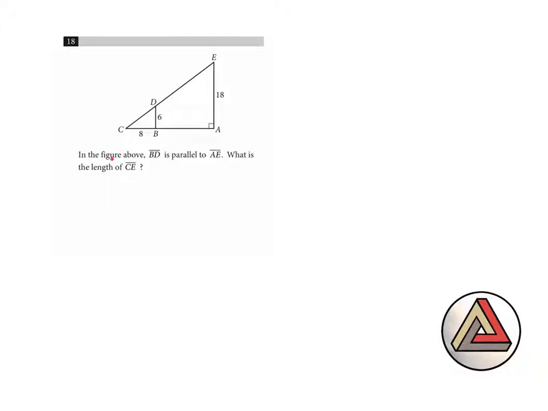So in the figure below, BD is parallel to AE. What is the length of CE? So BD is parallel to AE, therefore that line is parallel to that line. Quick review of parallel lines. Anytime you have a parallel line and it's cut by a transversal, the sharp acute angles are equal to each other. And that actually includes these guys, right? So that's nice to know, okay?